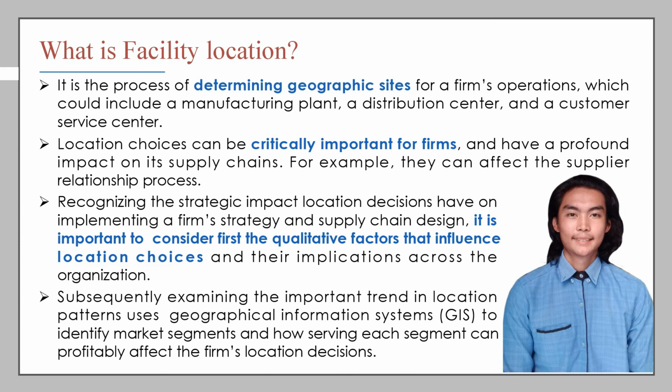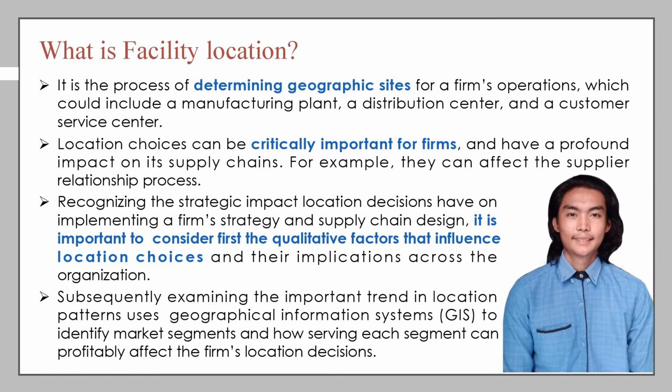Location choices can be critically important for firms and have a profound impact on their supply chains. For example, they can affect the supplier relationship process because location choices are related to supplying goods. If I were the supplier, I would prefer that the company where I supply goods is closer to me so that transportation will be easier and more convenient. And if a business manufactures goods that will also be supplied to other manufacturers, a location near the company that receives our goods is more beneficial.